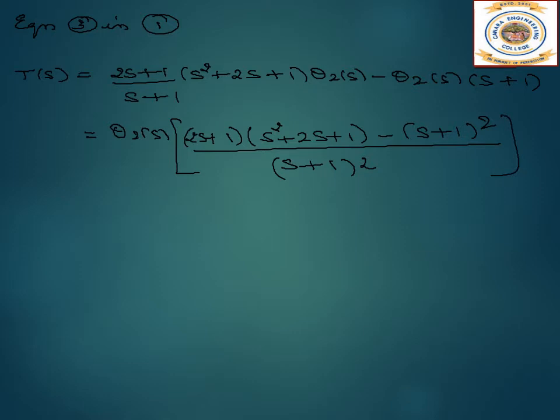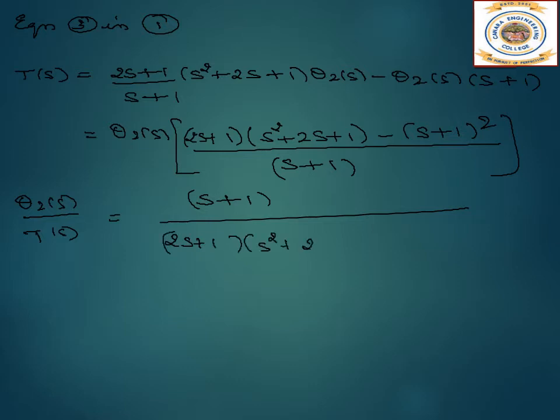So here theta 2 of S by T of S is a transfer function. So this we get as S plus 1 divided by... in the denominator we have S plus 1, no, not S plus 1 the whole square, this mistake is. So here it is S plus 1 divided by this whole thing. This term will come in the denominator, so you can just multiply it up. So let me just write it, 2S plus 1 into S square plus 2S plus 1 minus S plus 1 the whole square. So let me just multiply the terms together.